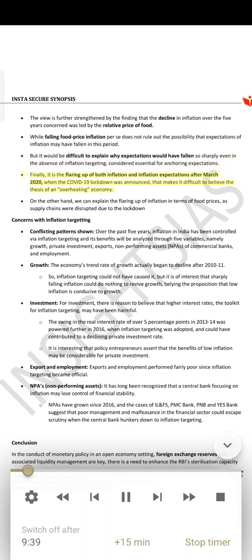Finally, it is the flaring up of both inflation and inflation expectations after March 2020, when the COVID-19 lockdown was announced, that makes it difficult to believe the thesis of an overheating economy. On the other hand, we can explain the flaring up of inflation in terms of food prices, as supply chains were disrupted due to the lockdown.